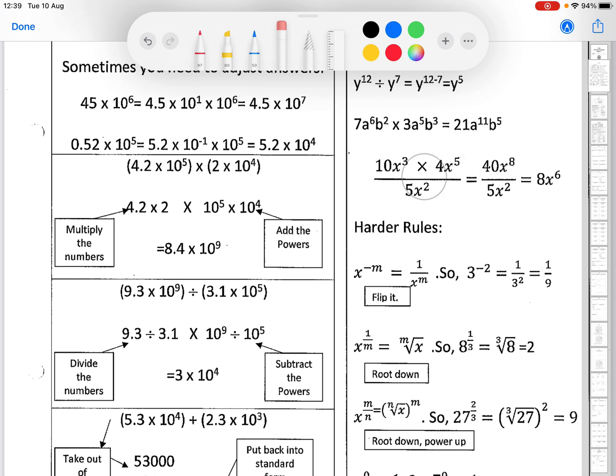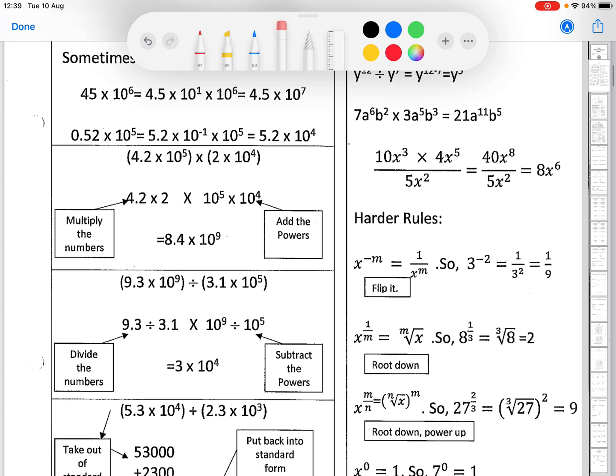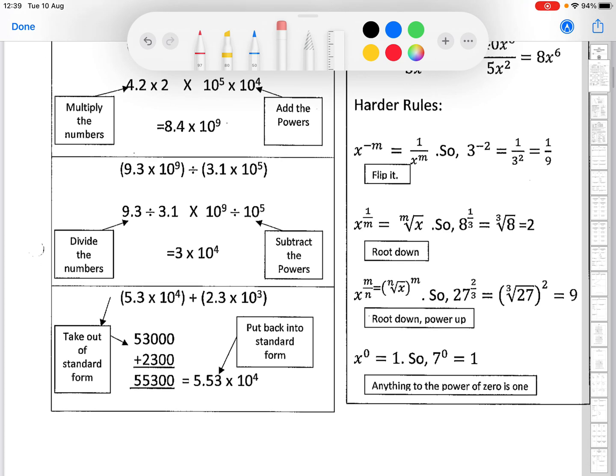Exactly the same when it comes to a division. Don't forget this fraction line does mean divide. So I would work out my top first. 10 times 4 is 40, and x to the power of 3 times x to the power of 5, I add that to get 8. This means divide, so 40 divided by 5 is 8. And then we can subtract our powers.